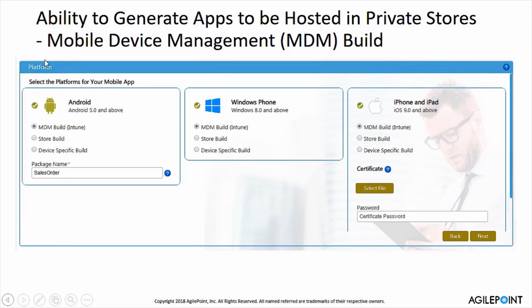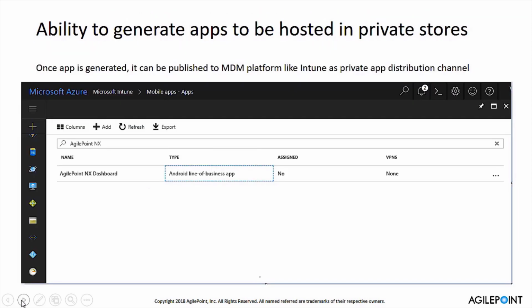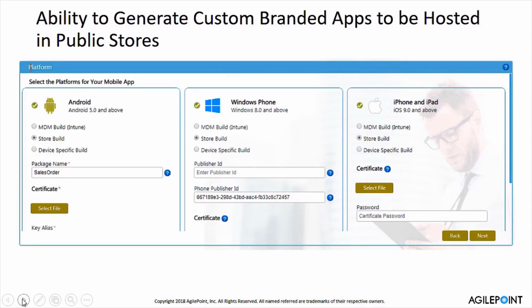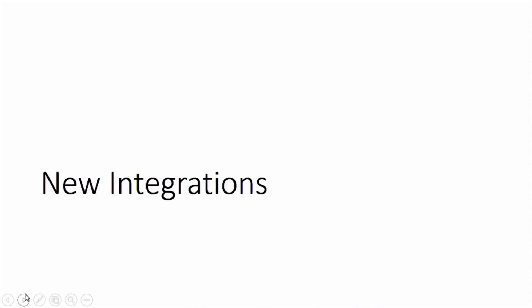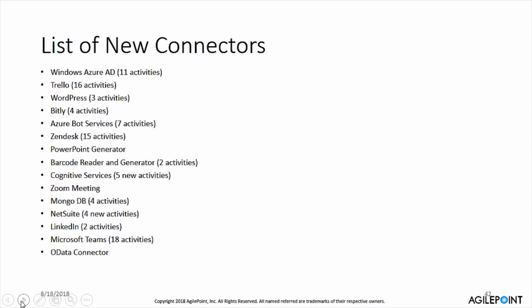Once I've built an application, I can host it in any sort of store that makes sense for my customer. Here you're seeing an MDM managed private store. These can also be pushed out to the public store as well, for example, the Google Play Market or the iOS App Store. And then lastly, if you wanted to create an app just for your group or team, we can also create applications for device-specific use.